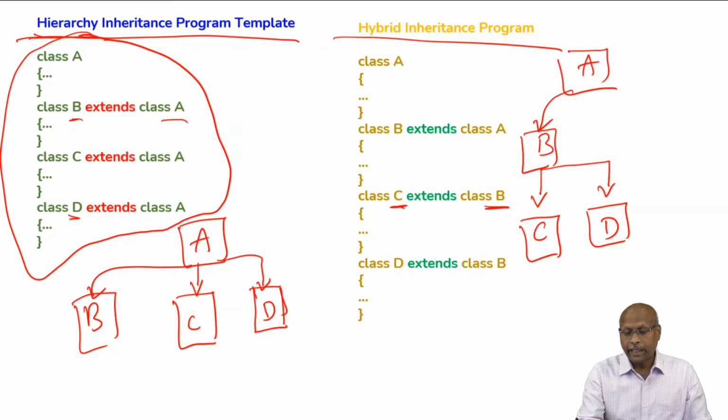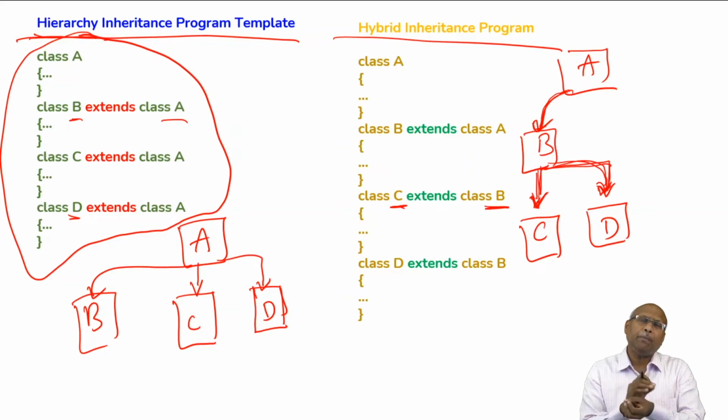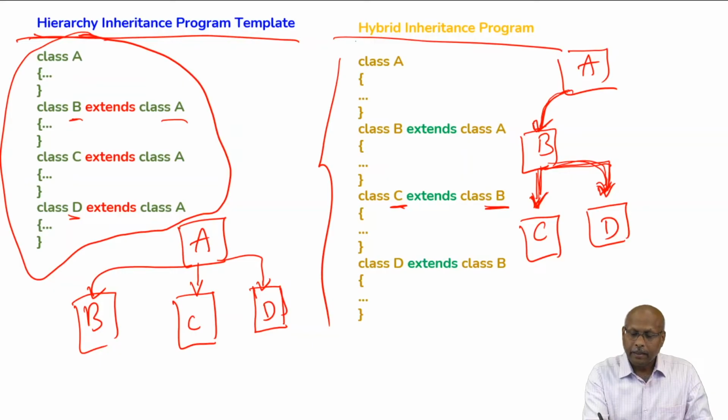So here, if you observe, this is one level. Here, single level inheritance is there, and here again hierarchy. If you think about 1, 2, 3, that is multi-level. If you think about it, there is hierarchy. So this program has a combination of more than one type of inheritance. So this program is implementing hybrid inheritance. What inheritance? Hybrid inheritance.